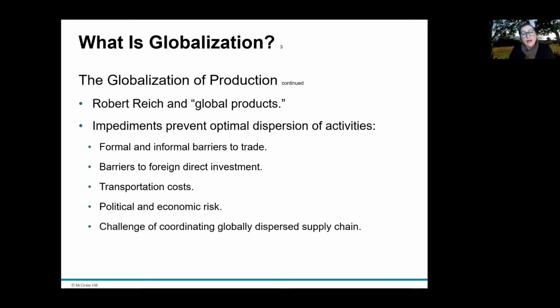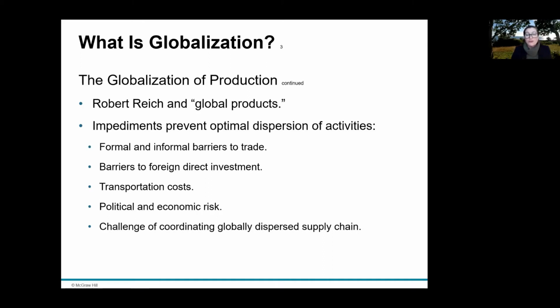Now, because we have products that might comprise component parts that come from different parts of the world, this is what Robert Wright talks about as global products. So products such as an iPhone, for example, bits and pieces come from different parts of the world, and therefore we might talk about this as a global product.